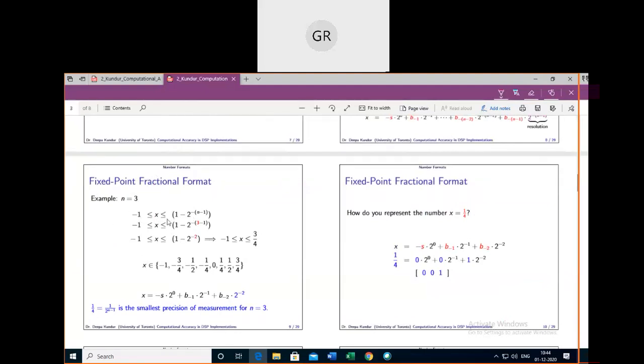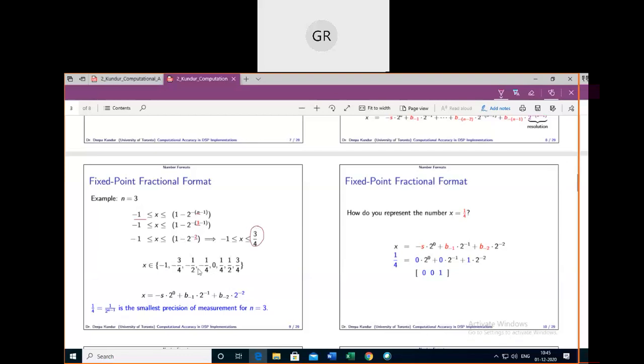Here x is greater than or equal to minus 1 and less than or equal to 1 minus 2 raised to minus (n minus 1). Here you can substitute the n value, that is 3. 3 minus 1 becomes 2, so minus 2. Then minus 1 as it is. So minus 1 less than or equal to x less than or equal to 1 minus 2 raised to minus 2. That is 3 divided by 4.